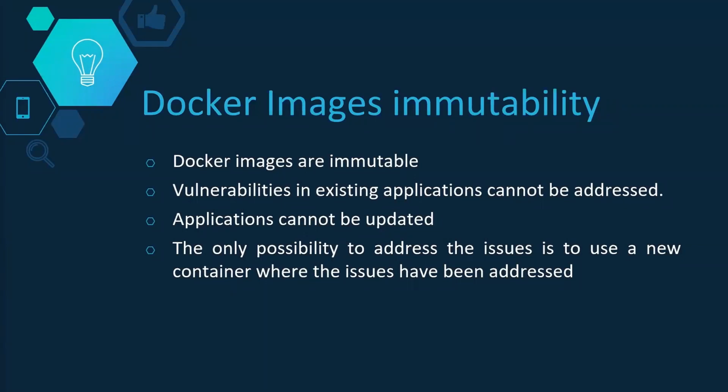The next issue is Docker image immutability. Immutability means the image cannot be modified. Once they are built, they cannot be modified. And if ever a vulnerability exists in an application inside the container, whether it's a misconfiguration or an exploit, you cannot address it. Also the applications cannot be updated, which means if there is a known weakness, you cannot fix it. The only way to fix the existing issues is to use another image with newer versions of the application where all the issues have been properly addressed.